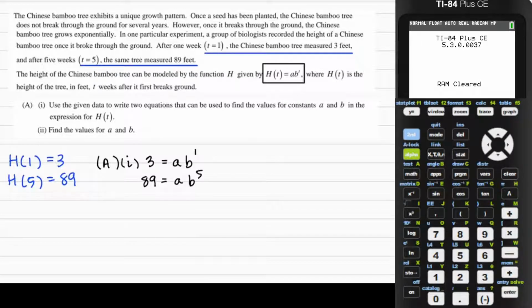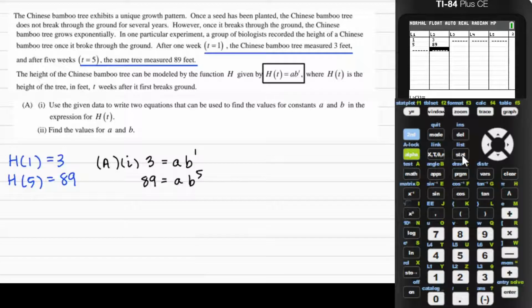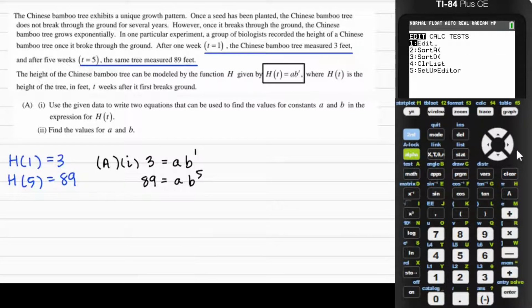So I'm going to go into my calculator and I'm going to run an exponential regression. So I'm going to go to the stat menu, edit the lists. My input values are t equals 1 and t equals 5. And then my output values corresponding to those are 3 and 89. Okay. And since there's only 2 unknowns, we only need 2 data points to fit an exponential regression. So we're going to calculate exponential regression. Okay, list 1, list 2, no frequency list, this isn't stats.